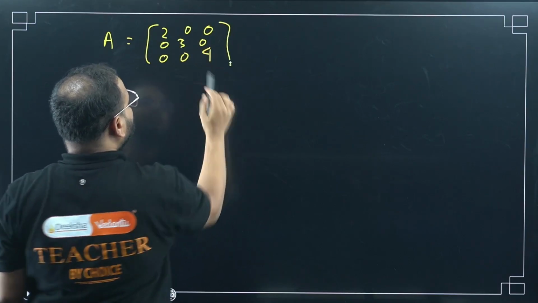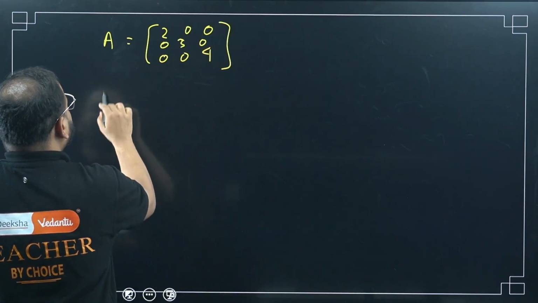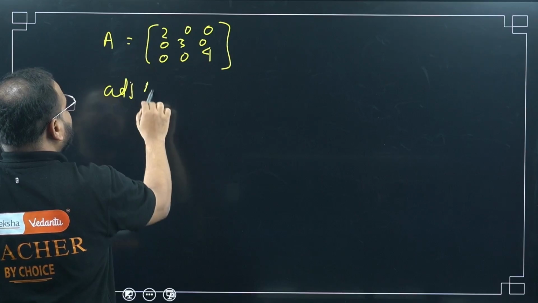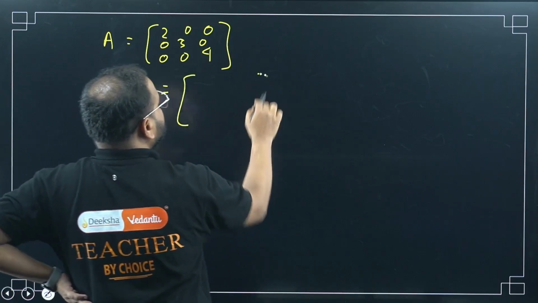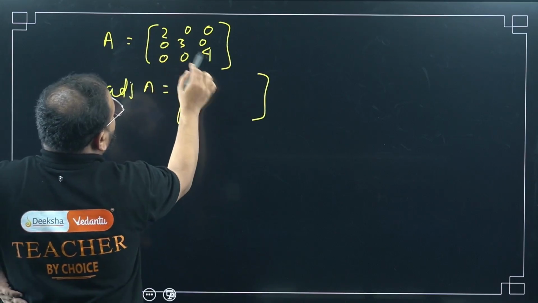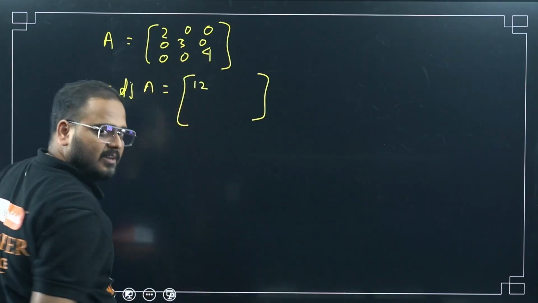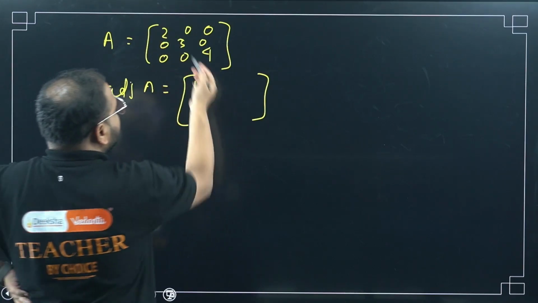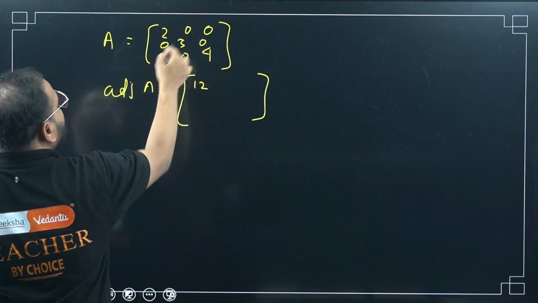Again, this is a P by Q, right? So I'm writing the adjoint of A. We know that adjoint A would be the cofactors transpose, correct? Let's write for 2. For 2 I'll get 12 minus 0, so it will be 12 only, positive, correct? Because it's even. For 0, this will be 0 again.